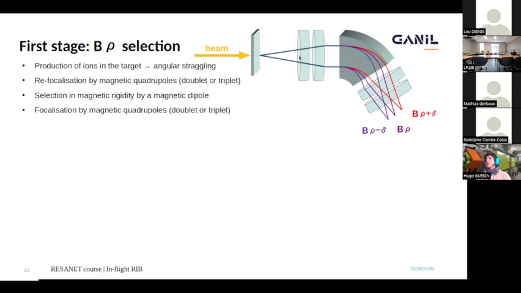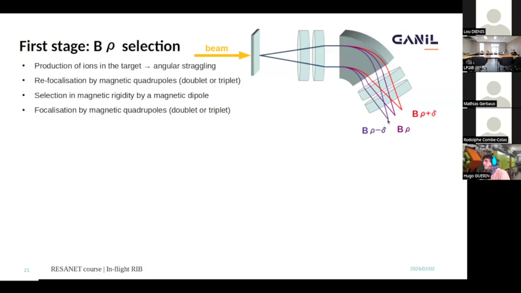the beam, which will induce angular straggling. So you have to refocalize the beam on the magnetic dipole. This magnetic dipole will do selection in magnetic rigidity. You see here the envelope of the beam enter the magnetic dipole, and ions are deflected by their magnetic rigidity.